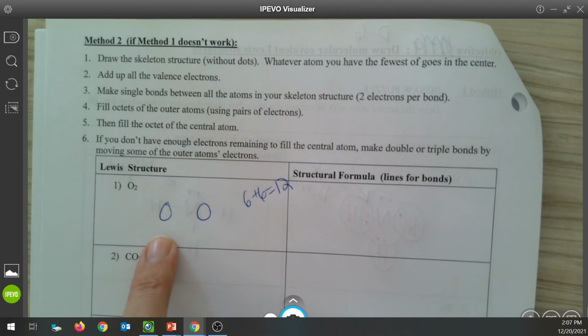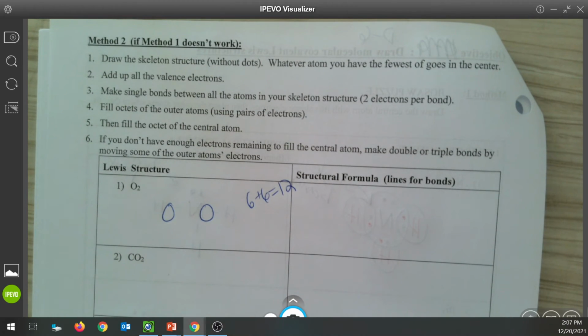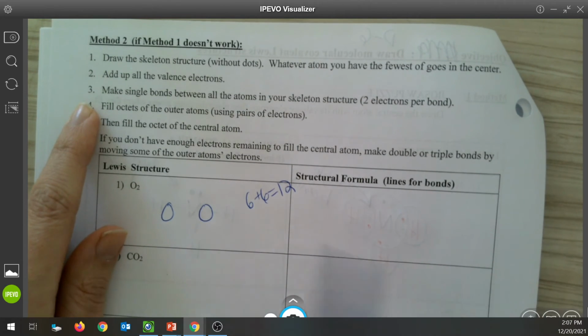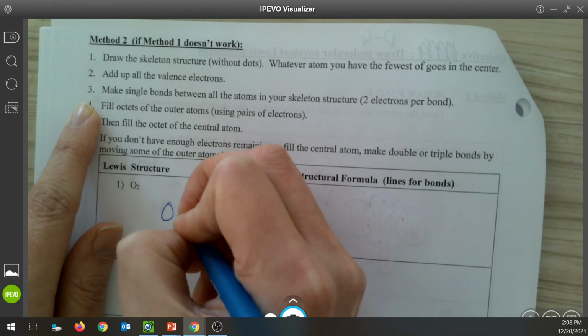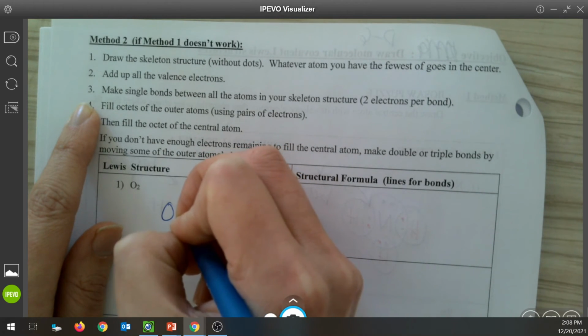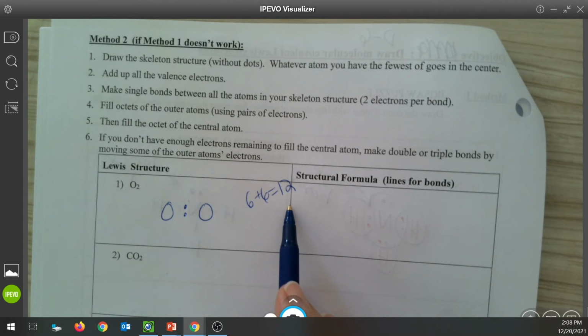So instead of giving this 6 and this 6 and trying to figure it out, we're going to place our electrons deliberately to make it work by following these steps. Step 3, make single bonds. How many electrons are in a single bond? 2, like that. So just put single bonds in between all the atoms because you know they need at least a single bond. Again, I don't care which atom these came from. I'm just using 2 out of the 12.